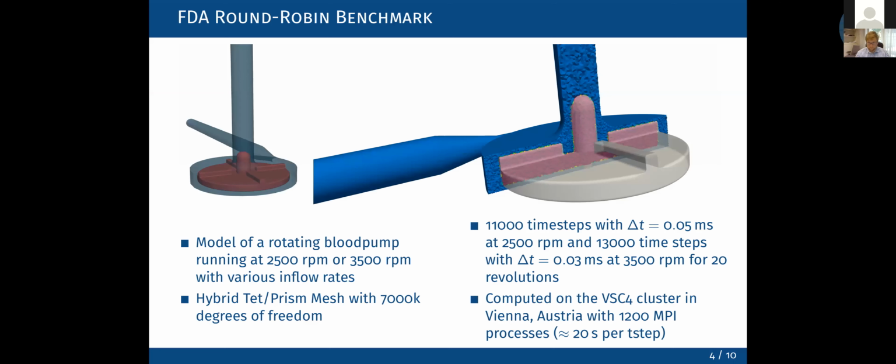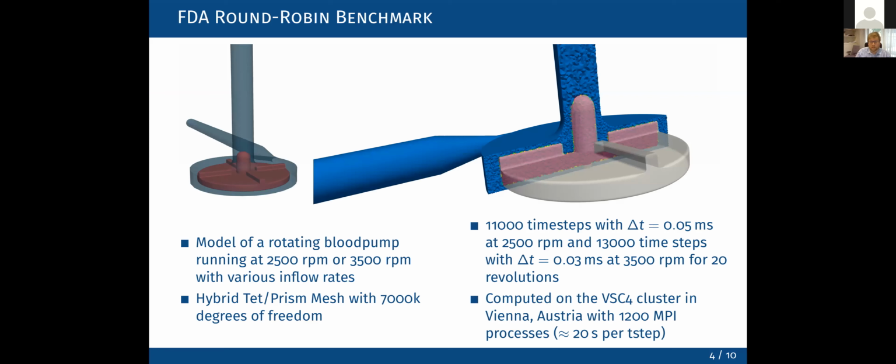So let me just give you two interesting applications that should highlight the work. The first was, as you saw in my introductory picture, the FDA round-robin benchmark. It was a benchmark study proposed by the FDA to simulate and basically validate CFD codes with respect to the simulation of blood flow driven by a blood pump.